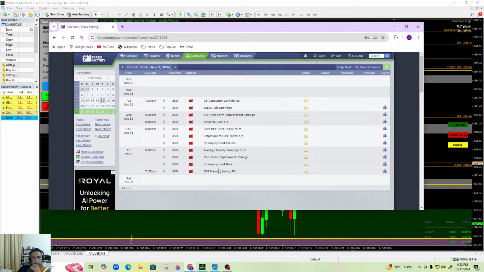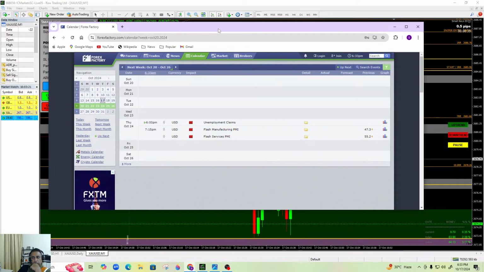On Tuesday we have consumer confidence that can move price a bit. On Wednesday we don't have anything much. Thursday, unemployment claims again might move price a bit, and Friday NFP. That's a big thing. So it might be quiet a bit, and then on Thursday and Friday we might have some volume. So this week and next week are very quiet weeks, nothing happening.